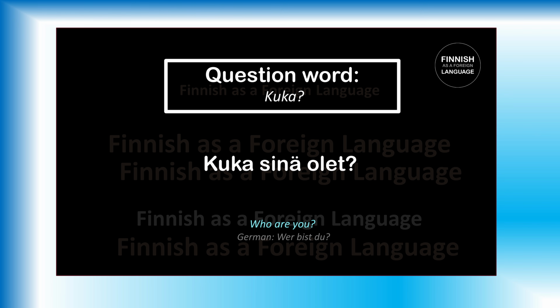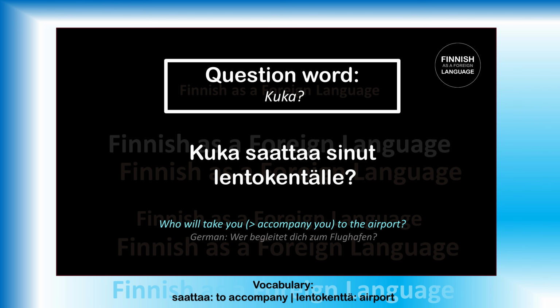Let's take a look at another example. Kuka saattaa sinut lentokentälle means who will take you to the airport. Let's go step by step. Kuka means who. Saattaa, here's the third person singular present tense of the verb saattaa, which means to accompany. Sinut here means you. Here we use the accusative case. And lentokentälle, here is the allative case of lentokenttä, which means airport. So let's repeat again. Kuka saattaa sinut lentokentälle? Who will take you to the airport?